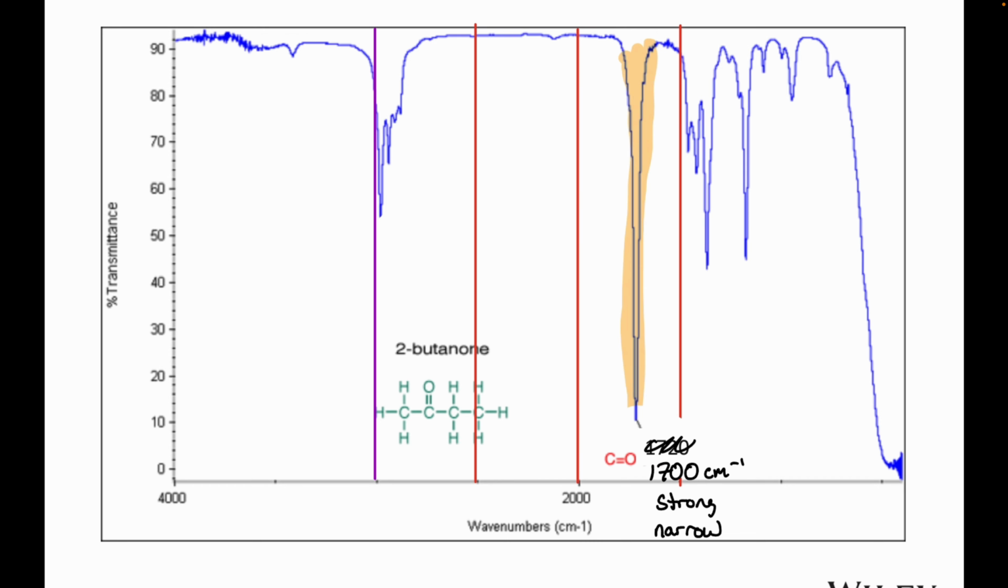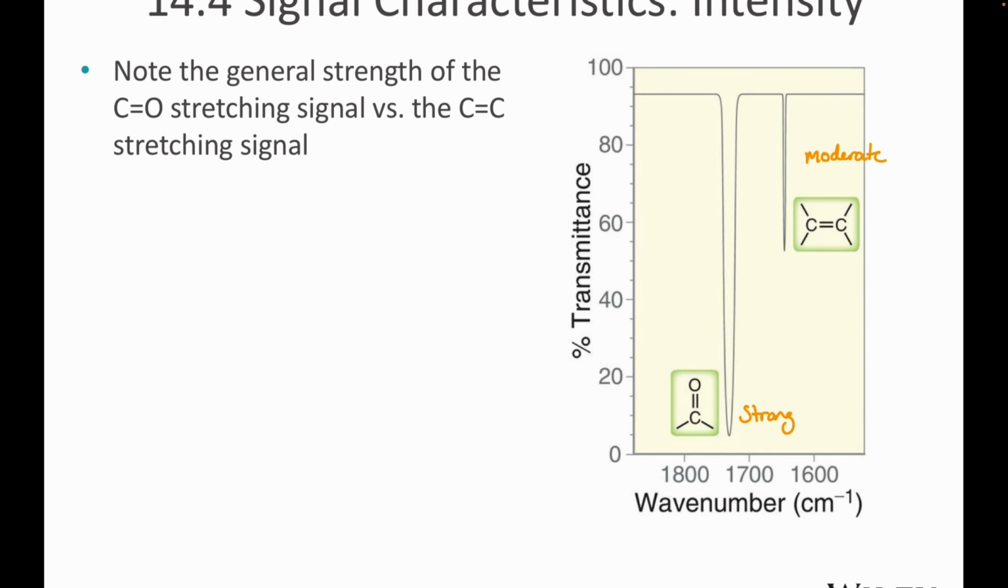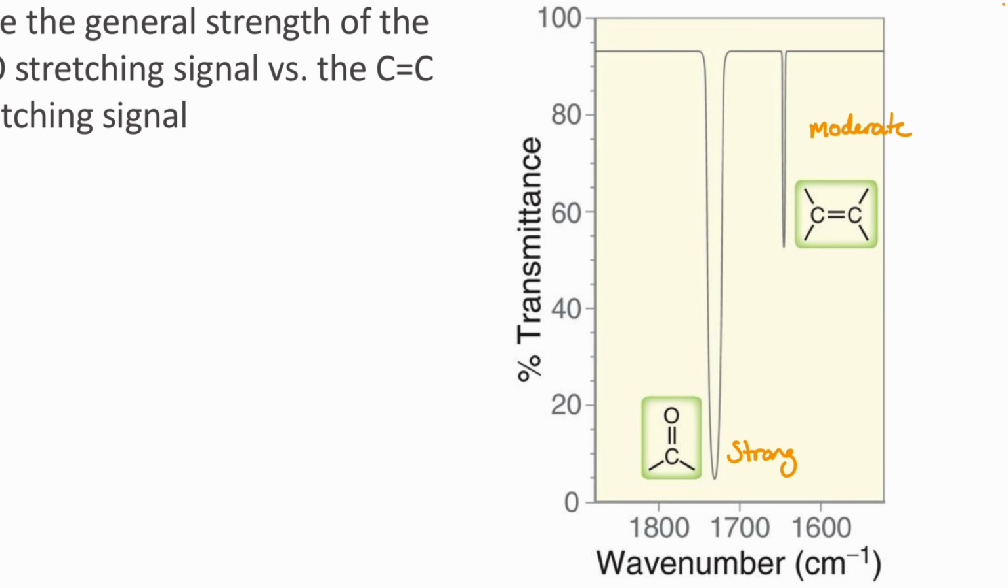Okay, and we kind of compared these in a previous slide, but maybe it'll make a little bit more sense looking at it. All right, if we have a carbon-carbon double bond versus a carbonyl bond, we can see just how much stronger that carbonyl bond is than our other double bonds. So that nice, sharp, very strong, very narrow peak corresponds to that carbon-oxygen double bond.